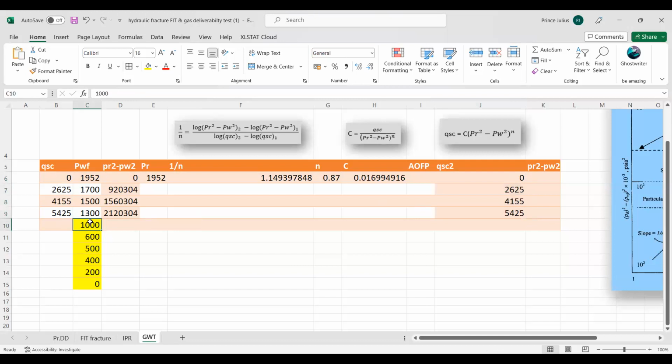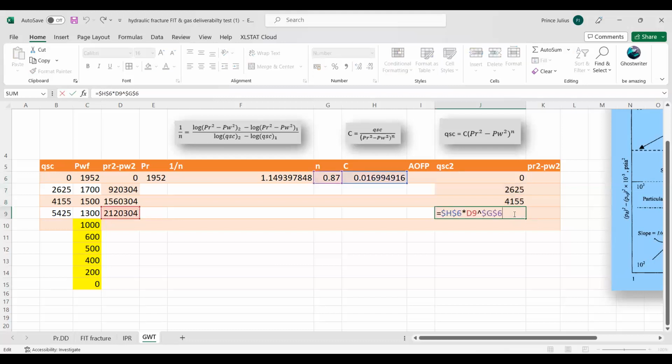So I already have the value of 1000, 600, 500, 400, 200, and finally 0. So I want to know the value of flow rate when the pressure is equal to 0. So that is my AOFP. So from here up to here, I reach. So for that, if I go forward, it will ask me the value of PR square minus PW square, since there is no projection over here. So if I have projection here, then I will get the projection over.